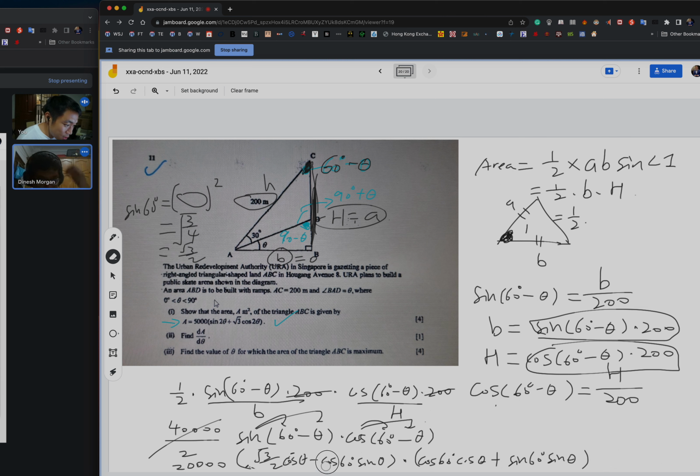Okay? Cosine 60. You see, for me, it's all about lifelong learning, okay? I never attempt to be the perfect teacher who knows everything, right? If I see something nice, I learn from them. So I learn from this cosine 60. Okay? Then, what do you have? Yeah, open the bracket.